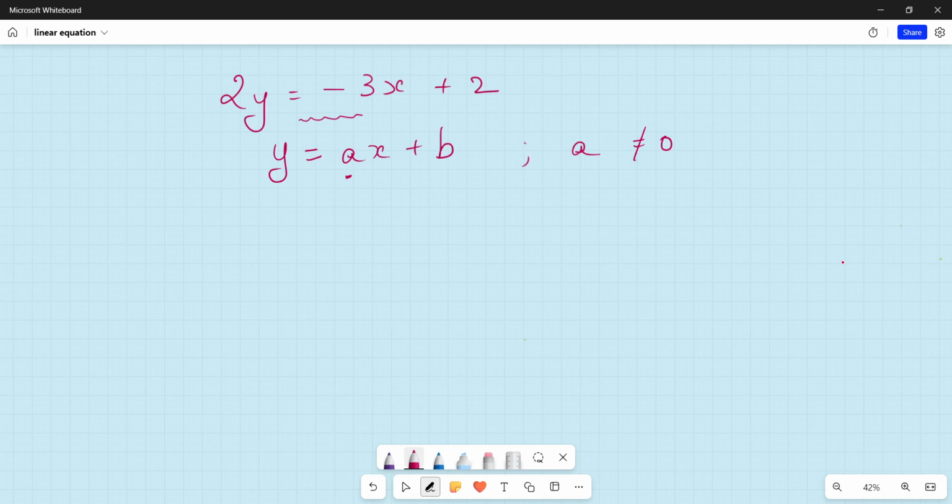Now it's very easy. You can bring it into the standard form by dividing each of the terms by 2. Dividing 2y by 2, it becomes y, minus 3x divided by 2 becomes minus 3 by 2 x, and plus 2 by 2 becomes 1. So now this is in the standard form, y is equal to ax plus b. And such equations are called polynomials of first degree.